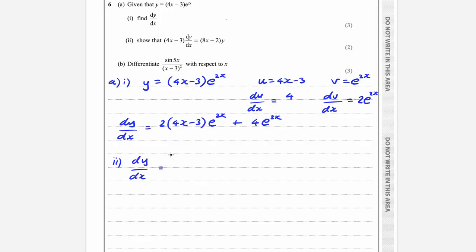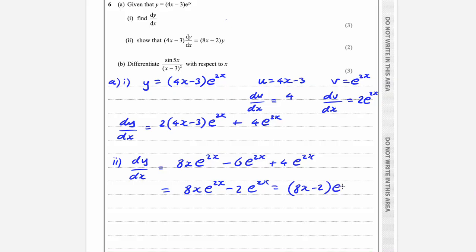I think it's only 2 marks, so the way I'm going to do it is if I multiply this out here, I get 8x e to the 2x minus 6e to the 2x plus 4e to the 2x, which equals 8x e to the 2x minus 2e to the 2x. Now this is equal to, guys, you can kind of see something I'm looking for here. Is if I take out the e to the 2x, I get 8x minus 2 e to the 2x.